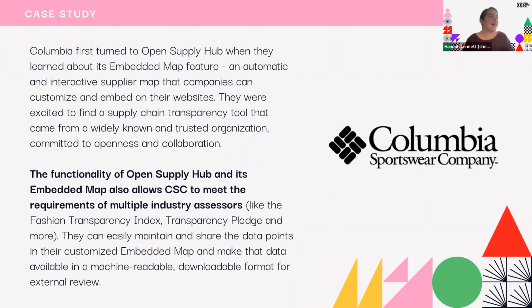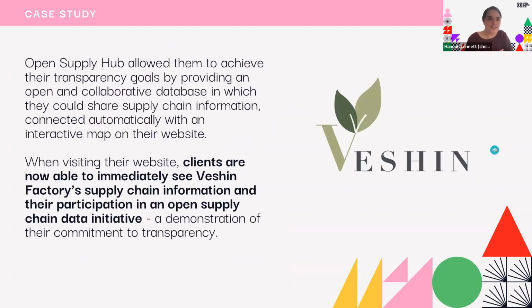And along the way, they realized that they were able to use this embedded map to meet the requirements of multiple industry assessors. And so they were able to add additional data points and take advantage of the formatting to meet the requirements, or to gain more points in the Fashion Transparency Index, the Transparency Pledge, and more. And then also the factory group, Veshin Factory, really wanted to be able to communicate their values around transparency to their clients. So being able to link to their data and put an embedded map on their website was a really great way for them to be able to do that.